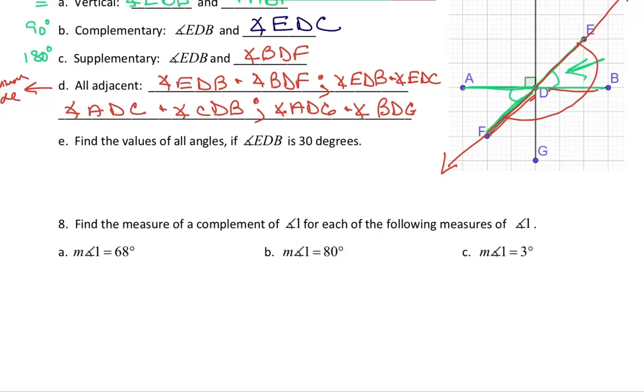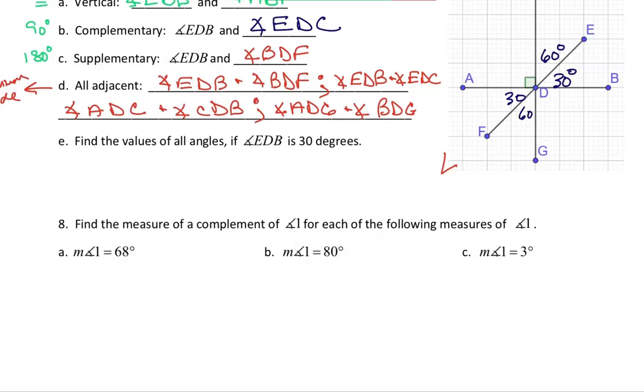Okay, so I'm going to erase everything I've done over here because what I want to do now is I'm going to fill in the angle they just gave me, EDB. If EDB is 30 degrees, that means that CDE has to be 60 because those two angles are complementary. If EDB is 30, then ADF has to be 30 because they are vertical. Who else is vertical? Well, CDE and FDG are also vertical.